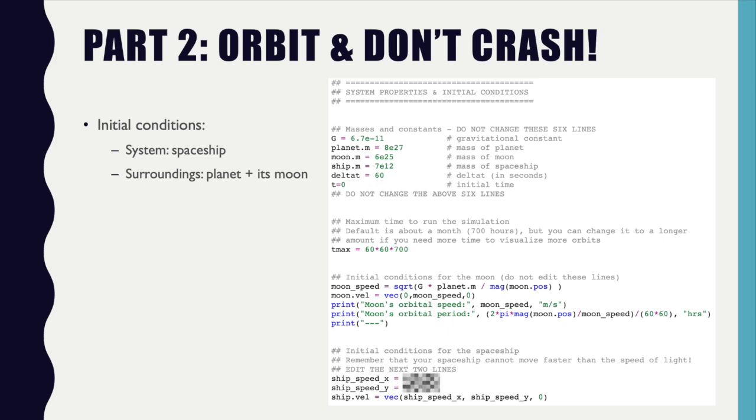This is my code for part 2. The system is the spaceship and the surroundings are the planet and its moon. All their masses, along with the gravitational constant, are defined first. Delta T is 60 seconds, and we start at T equals 0. T max equals the number of seconds in 1 month. Then, the moon's initial speed and velocity are calculated, and there is a section to define the ship's initial velocity. This is where we'll plug in values to see what works and what doesn't.